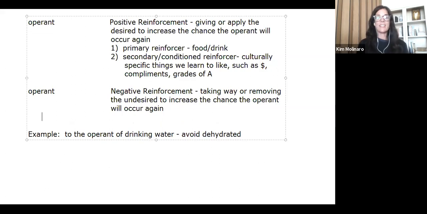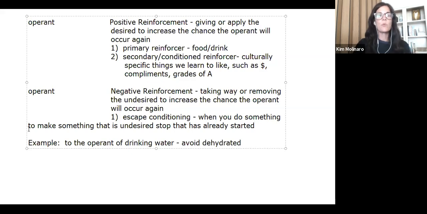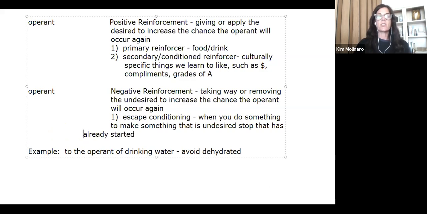Now there's two types of negative reinforcement, and often when we go over these two types, it makes more sense. So one is escape conditioning, and it's when you do something to make something that is undesired stop that has already started. Now that's really weird to word it that way, but it will get us there the quickest. So let's look at this in terms of dehydration. So I want you to imagine that dehydration has started, okay? So we're gonna do another example.